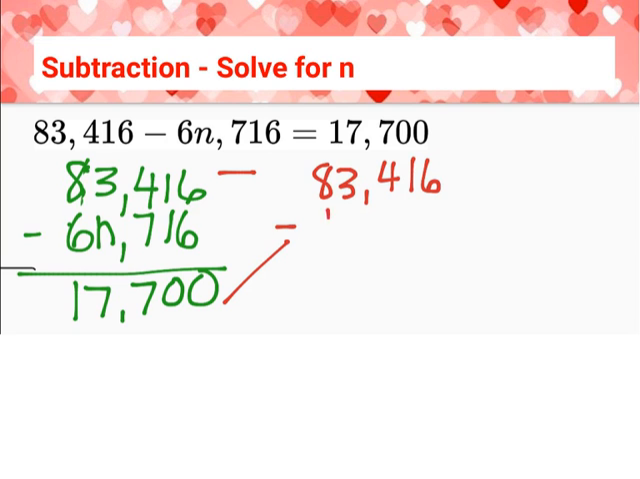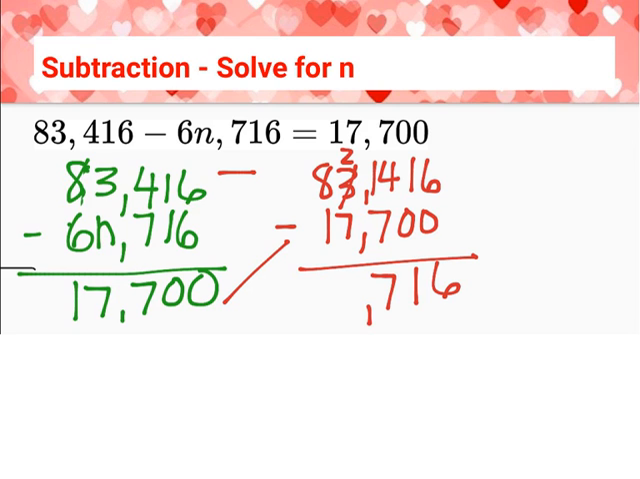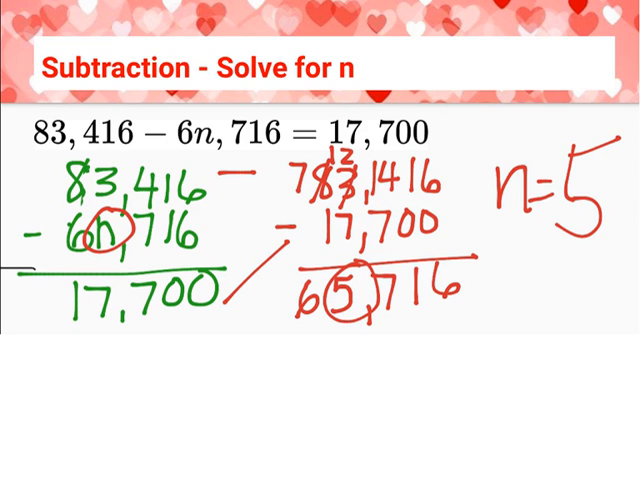Okay, I'm going to take what I know, 83,416, and I'm going to take away 17,700 because I know both of those. 6 minus 0 is 6, 1 minus 0 is 1. I can't do 4 minus 7. Borrow from my thousands, that becomes a 2. 14 minus 7 is 7. I can't do 2 minus 7, so I borrow from my 10,000s. It becomes a 7. 12 minus 7 is 5. 7 minus 1 is 6. That missing number, n, is 5. So n equals 5. And remember, you got to write this down.